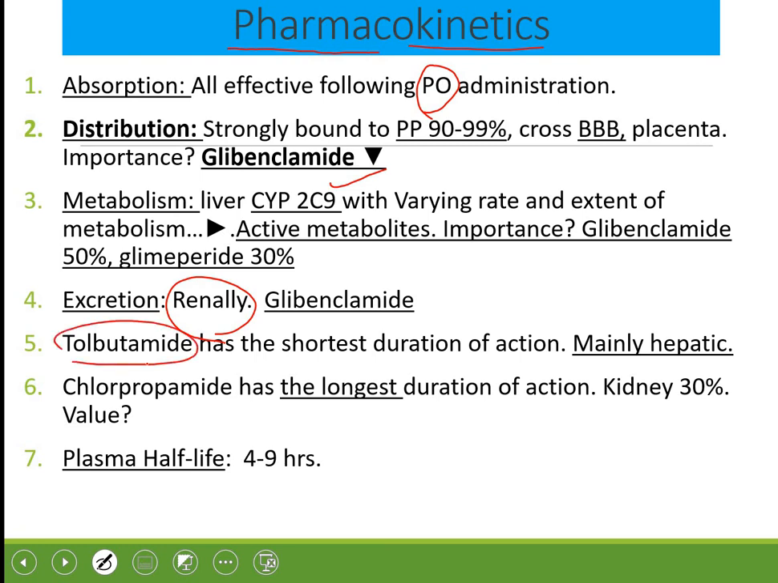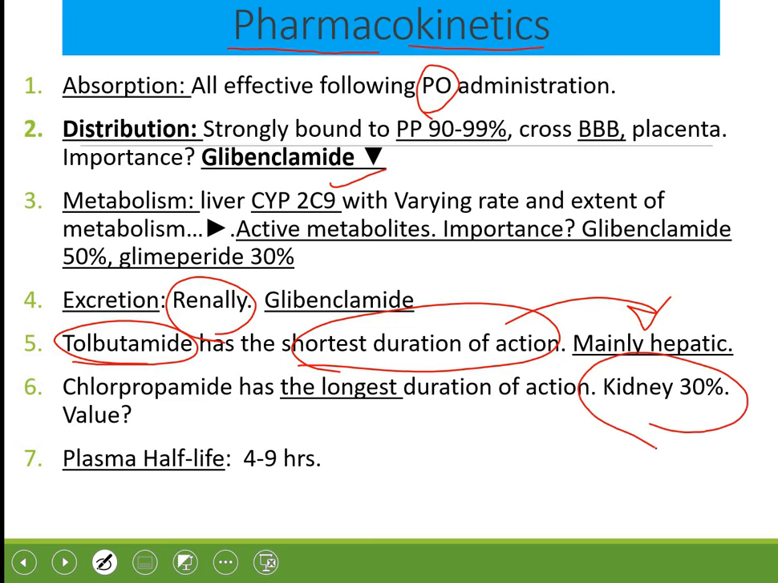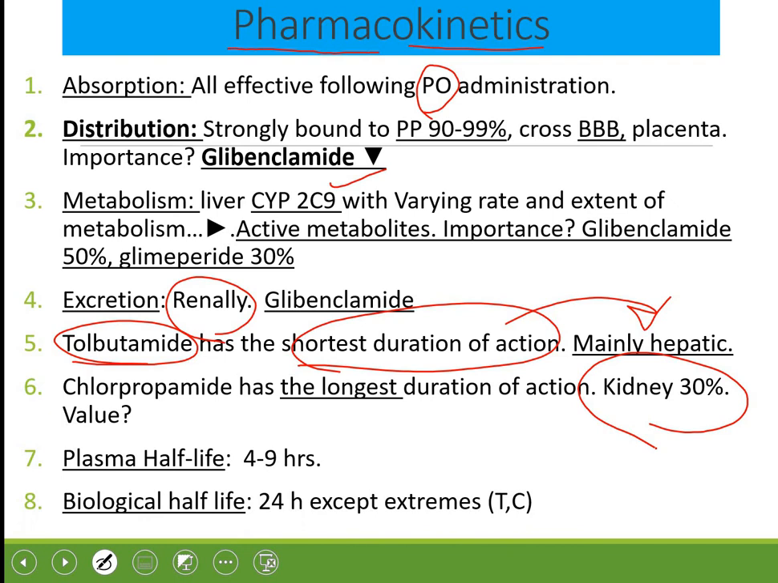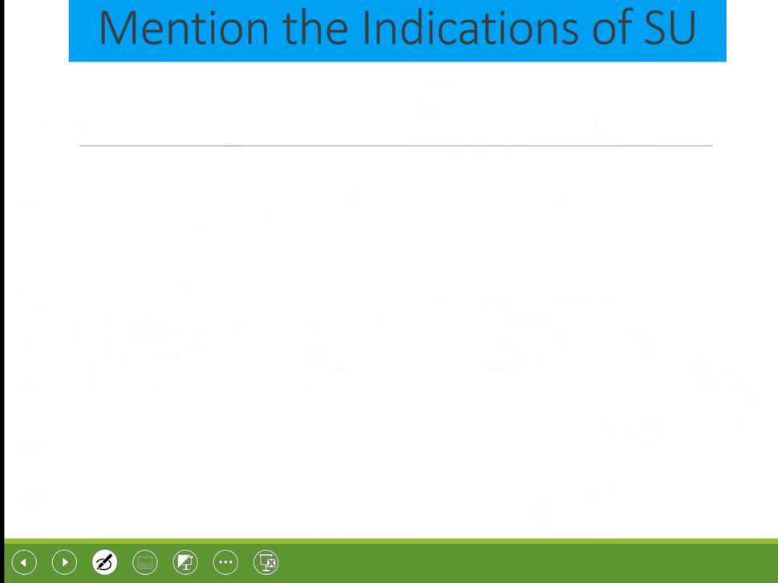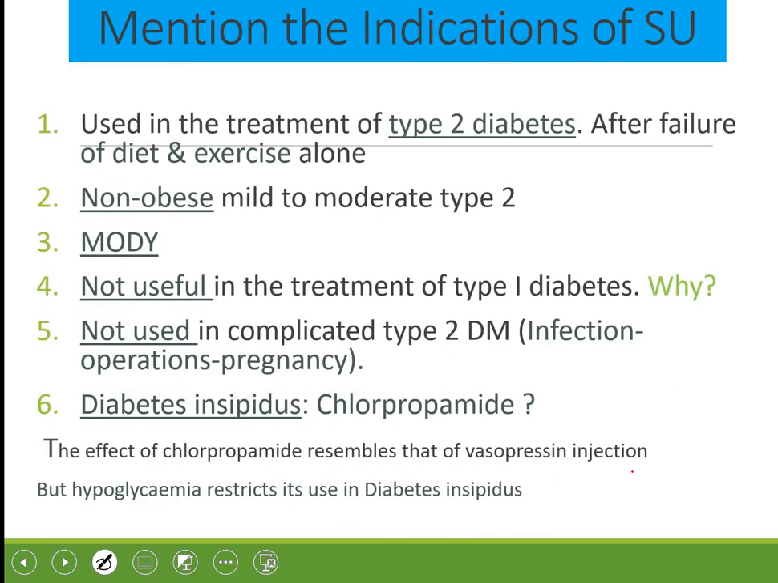And remember, tolbutamide has the shortest duration of action, and its excretion is mainly through the hepatic route. Chlorpropamide has the longest duration of action, and 30% is eliminated by the kidney. This point is very important, especially if your patient is suffering from renal impairment, then you have to adjust the dose in a severely renally impaired patient. Plasma half-life is 4 to 9 hours. However, biological half-life extends sometimes to 24 hours. That is why we recommend once a day dosing of these long-acting second or third generation sulfonylureas, just once a day in the respective doses.